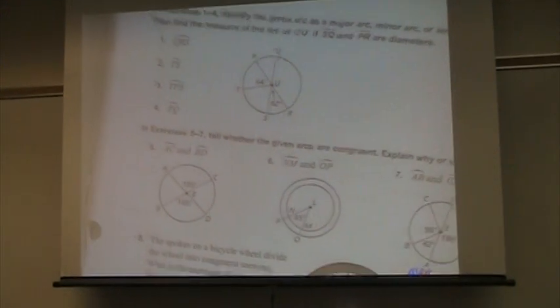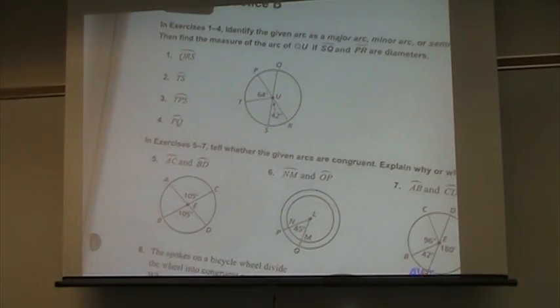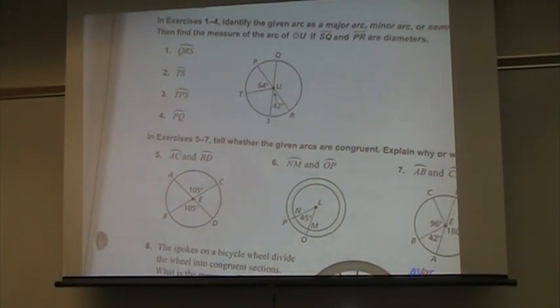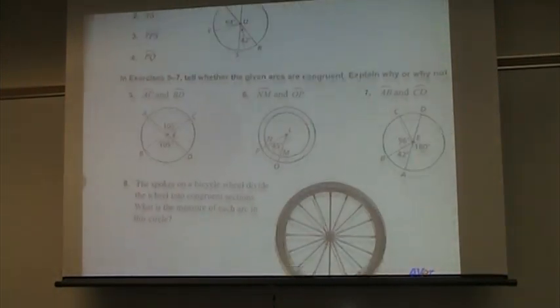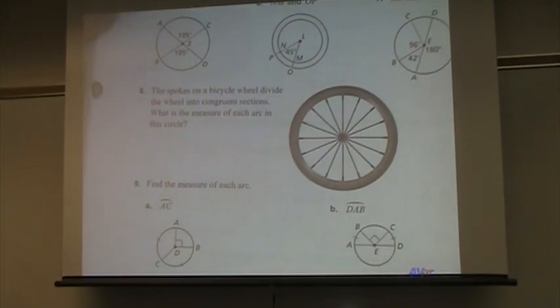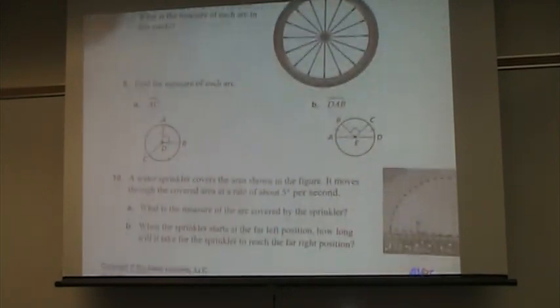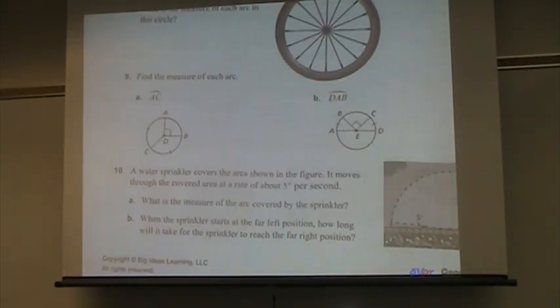On the back. Identify the arcs. Those are good ones. Tell whether the arcs are congruent. Those are good. Man, I'm going to be honest. All this stuff's pretty smooth. It's not too bad. There's your bike wheel. Measure of the arcs. Oh, I wonder. Let's do one of these guys.